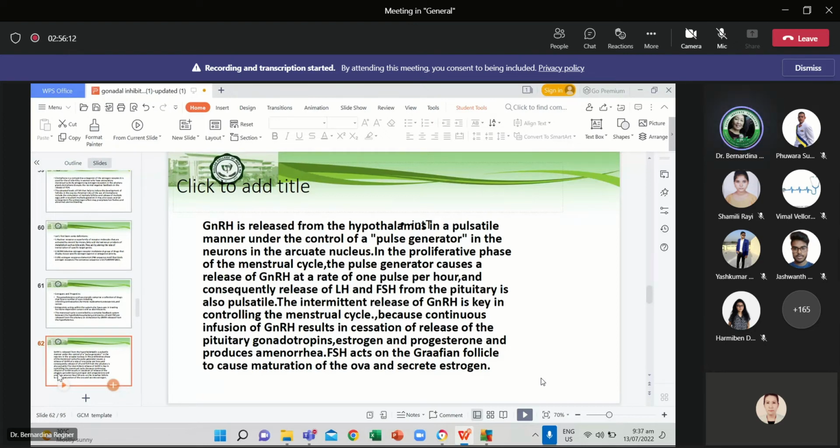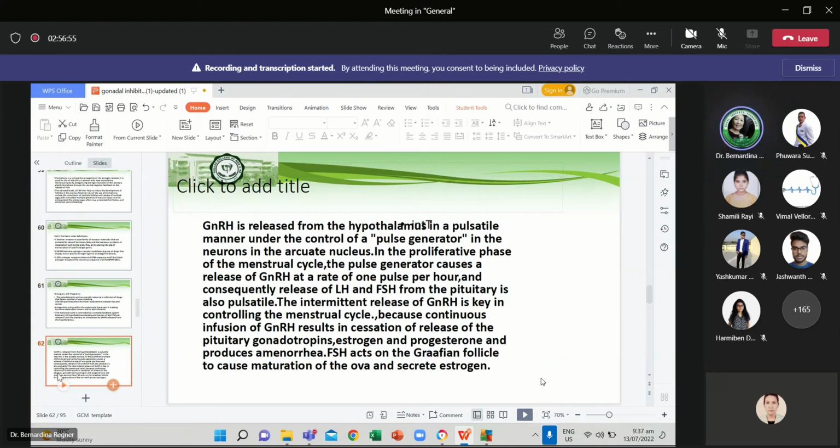Please pause and try to imbibe the frequency of how your gonadotropin releasing hormone is released from the hypothalamus. So what is the term there? Pulsatile. Okay? At a rate of 1 pulse per hour. So this intermittent release of your releasing hormone is the key in controlling the menstrual cycle. Did you mention this in your physiology? Okay, the key note there is pulse generator.